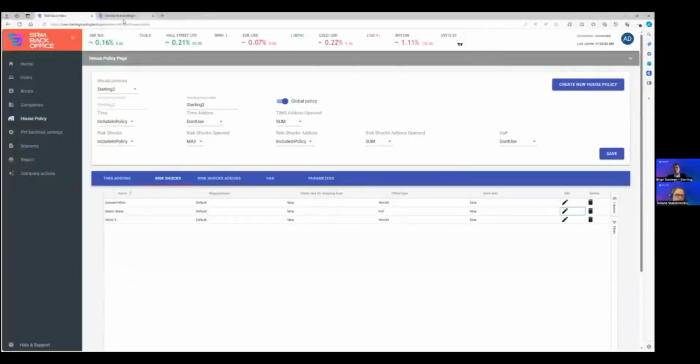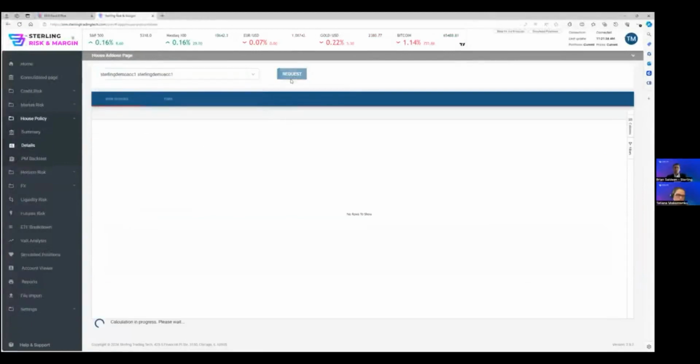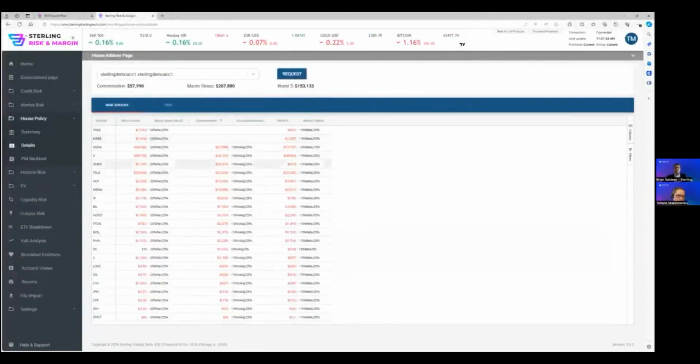And then finally here you can look at the details page and you can look at each account. You can see, for each underlying, what was the shock that delivered the macro stress number? What was the shock that delivered the worst concentration number? What were the shocks that delivered the elements of the worst 5? So this is a more granular view. And for the house policies, everything we're showing you is available through API.